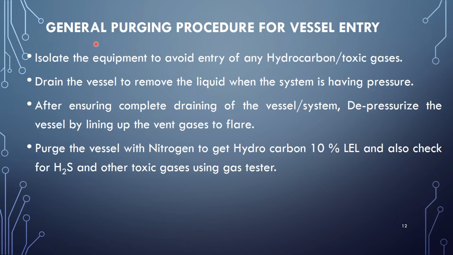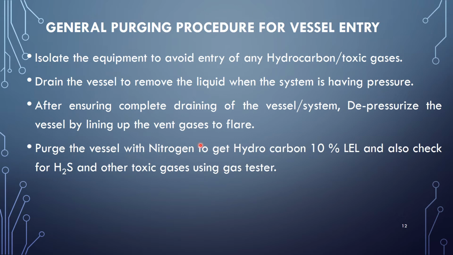It means initially we are closing, then we are draining the vessel to remove the liquid. When the system has pressure, we depressurize. After ensuring complete draining of the vessel, they release the gas, depressurizing, and that gas goes to the flare, where we burn it to the atmosphere as CO2, CO and SO2. You can then purge the vessel with nitrogen to get hydrocarbon to 10% LEL, which is purging. You have to make sure that in the refinery the H2S level is very, very low because the sulfur creates problems. Check toxic gases using a gas analyzer.